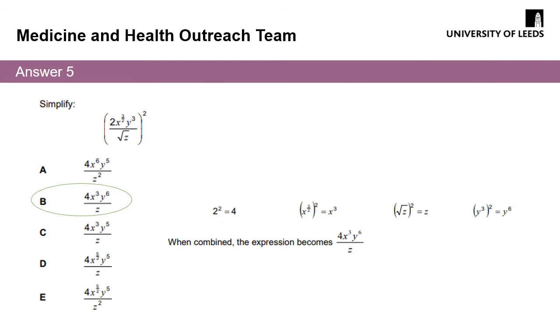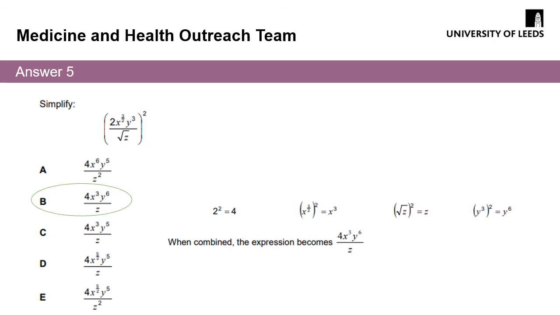The correct answer for question 5 is option B. This is because, in this question, every single term inside the bracket has to be squared. To do this, I've provided some working, and I've started by simplifying each term separately. As you can see, 2 squared equals 4, x to the power 3 over 2, squared, equals x to the power 3. The square root of z, squared, equals z, and y to the power 3, squared, equals y to the power 6.